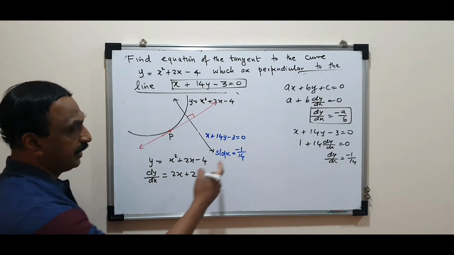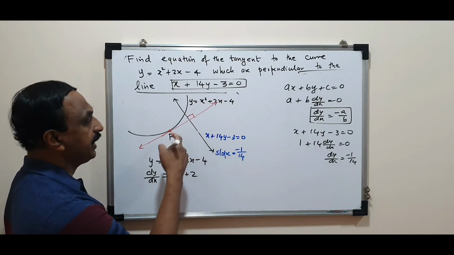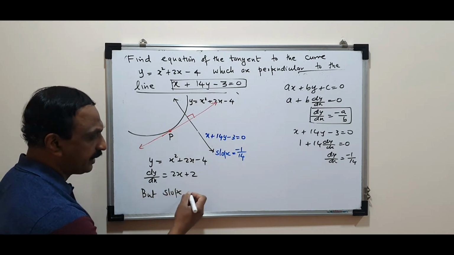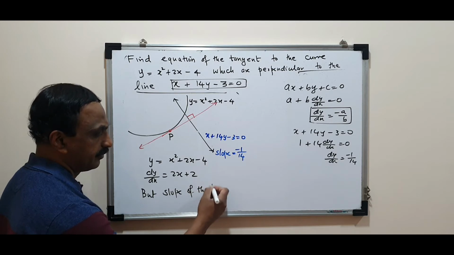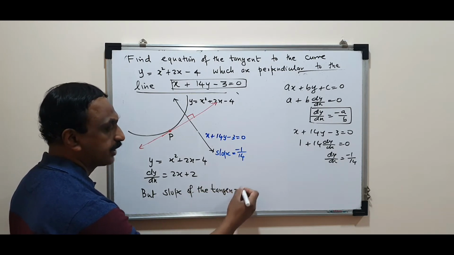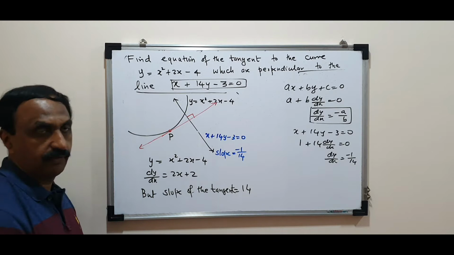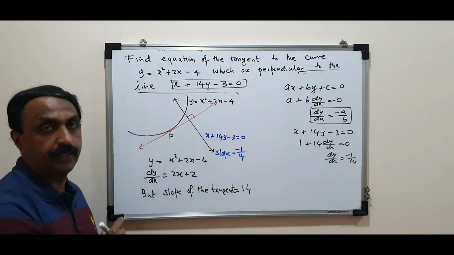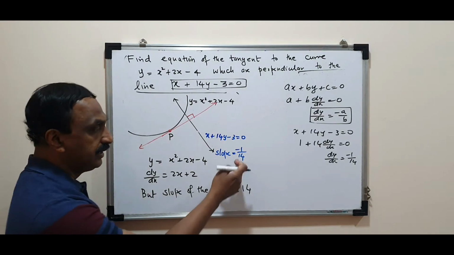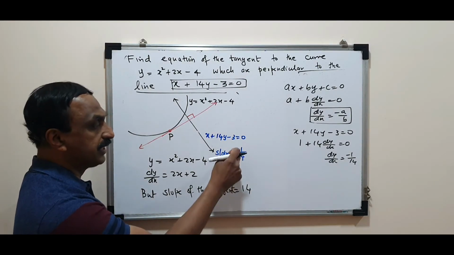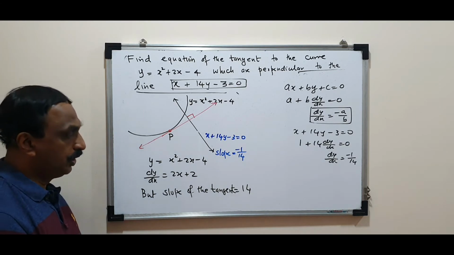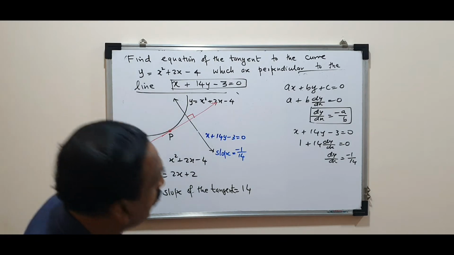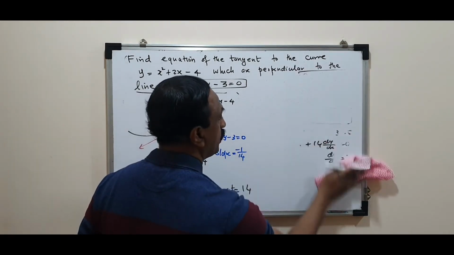Now I also know the slope of the given tangent is 14, because the slope of this line is minus 1 by 14. For any line perpendicular to it, take the reciprocal and change the sign. When you take the reciprocal, it becomes 14, and changing the sign makes it plus. So the slope of the tangent is known to you. Now I can get the equation of the tangent by finding the coordinates.